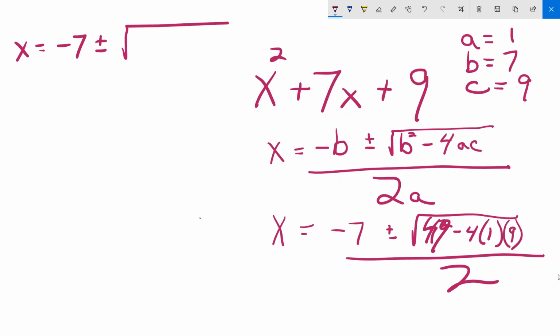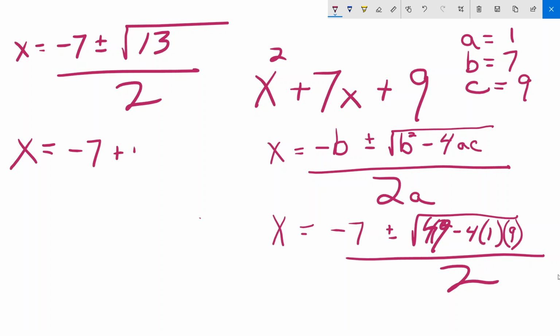Minus 36. So that's 13 over 2. Now, do you know how the plus minus works? What are both solutions? One of them is using the plus. So you plus square root 13 over 2, or you just minus square root 13 over 2? And that's the second solution.